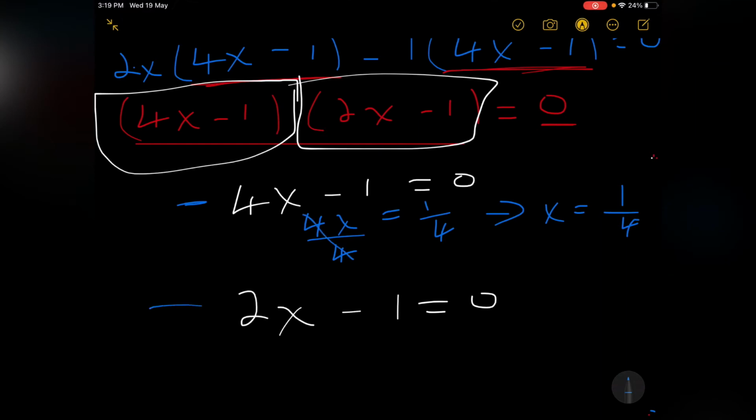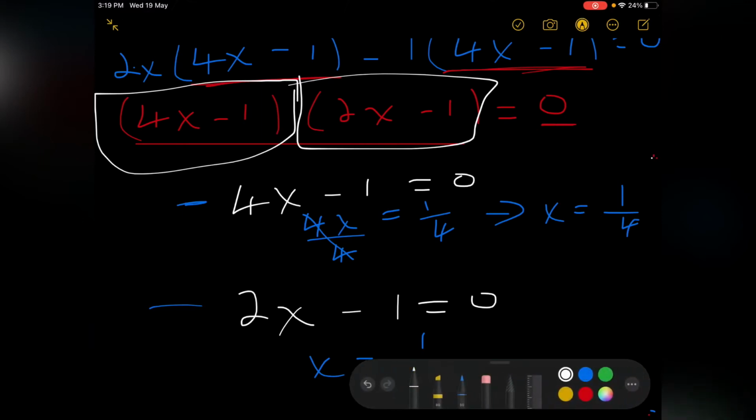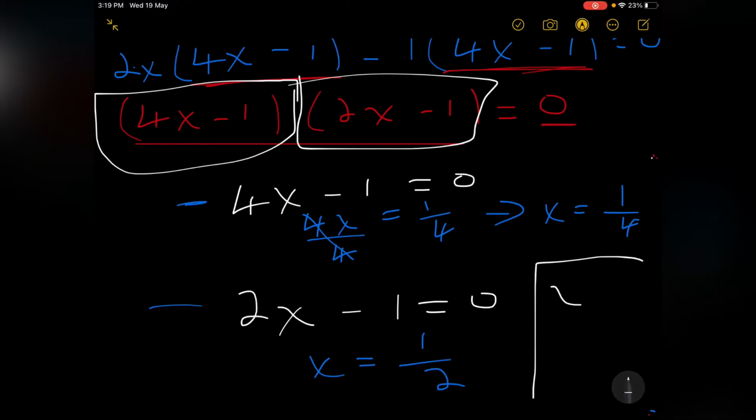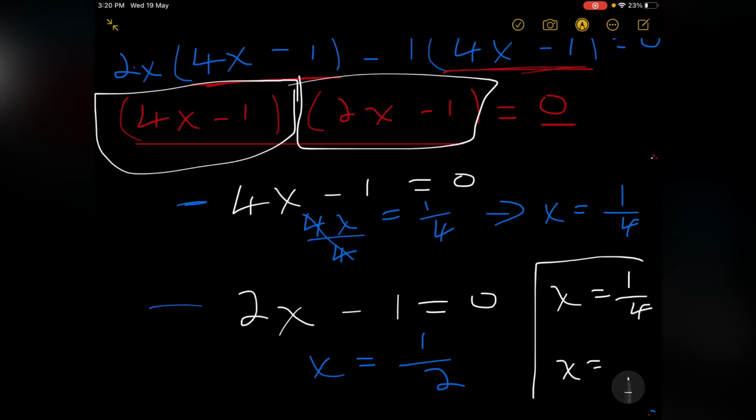For this equation, we're going to do the same thing. So we'll have x equal 1 over 2, doing the same transposition as before. So the answers for this quadratic equation would be x equal a quarter, or 0.25, and x equal a half, or 0.5.